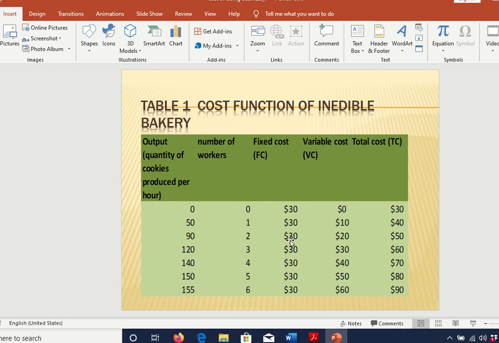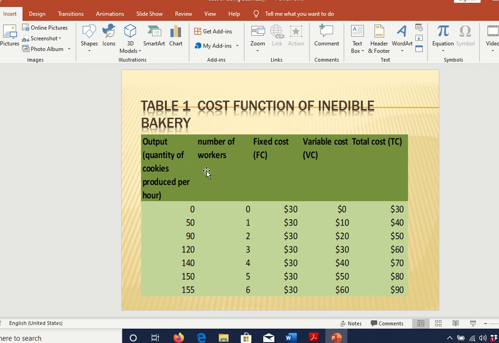It may be the rent of the bakery per hour, or rent of the machines, or cost of the machine, and so on and so forth. But it is fixed. You can see that regardless of the change in the quantity of output, the fixed cost stays the same. And then we have variable cost. In this case, each worker's wage is $10 an hour. So when the company hires one worker, the variable cost is $10, and when the company hires two workers, the variable cost is $20.